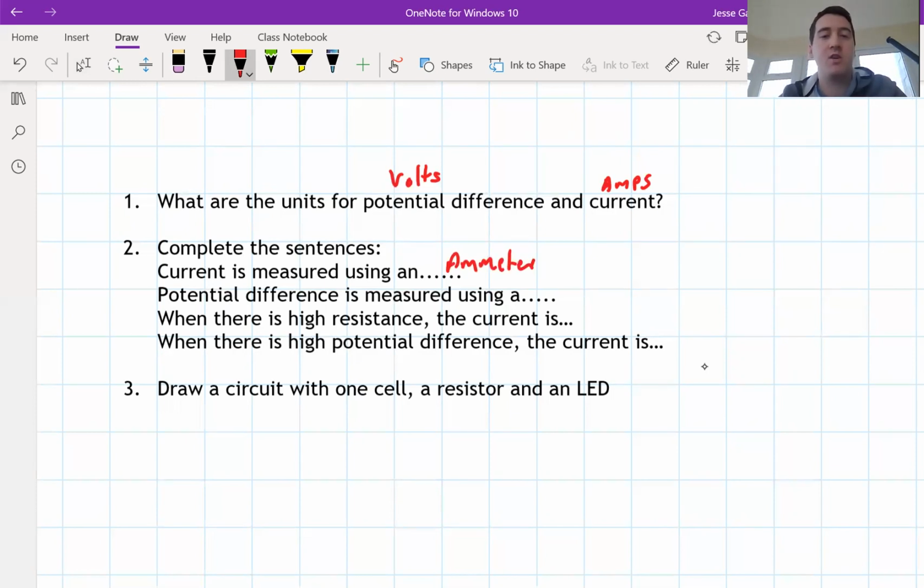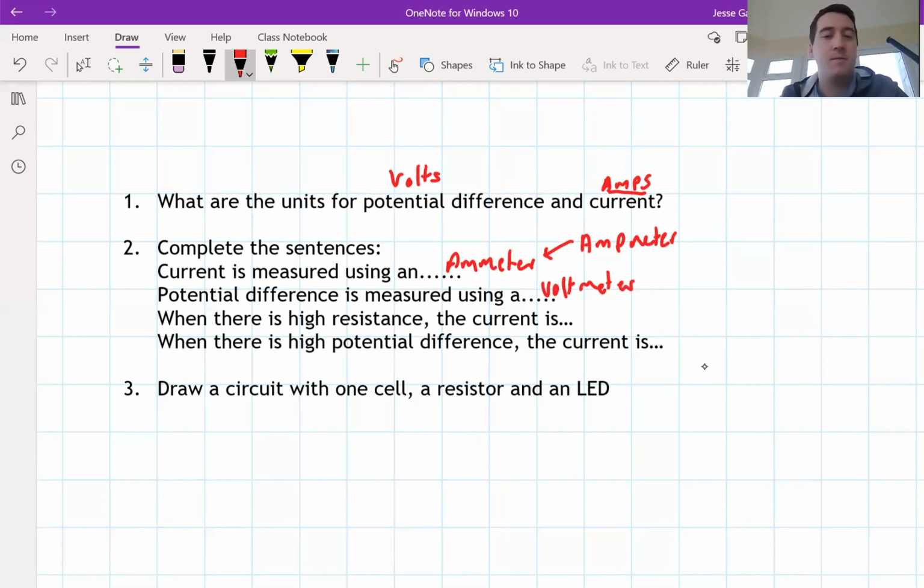Potential difference is measured using a voltmeter. A quick reminder that a lot of people make a very common mistake here. They call this an amp meter. It's very easy to see why somebody might do that, because current is measured in amps. Technically, it's wrong. It's not the worst mistake you could ever make in the world, but just be aware that it is ammeter, 2 M's, not a P.